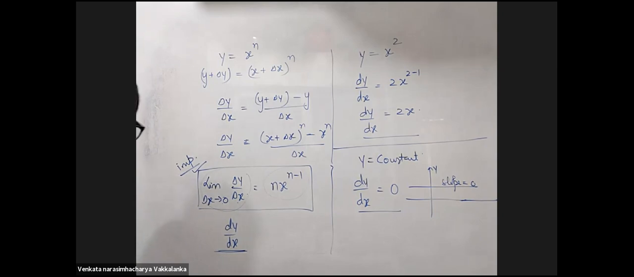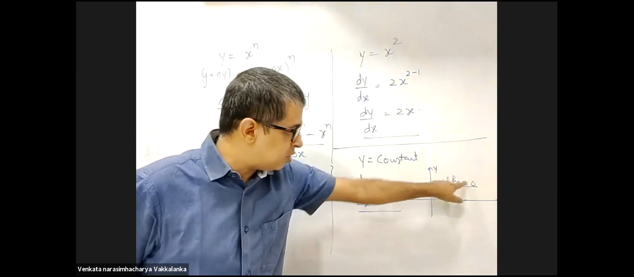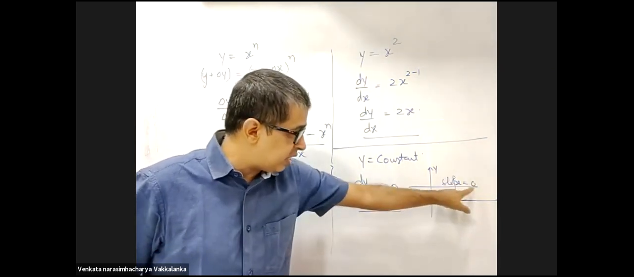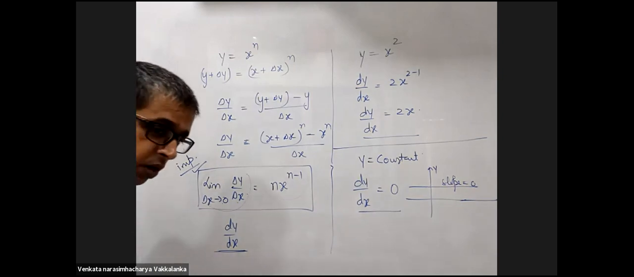Sir, the differentiation of a constant term is always 0. Yes. Differentiation of a constant will always be 0. Why? A constant is a straight line parallel to the x-axis. So the slope of that will always be 0.